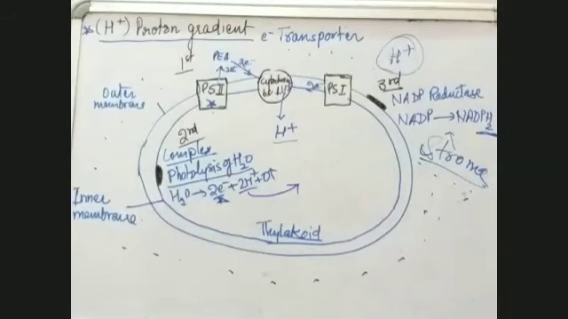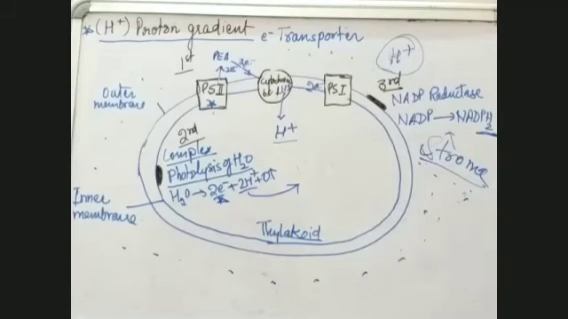So these are the 3 methods by which the hydrogen ion concentration, or the number of protons, increases in the lumen of the thylakoid. Okay. Now, then how will this ATP be synthesized?